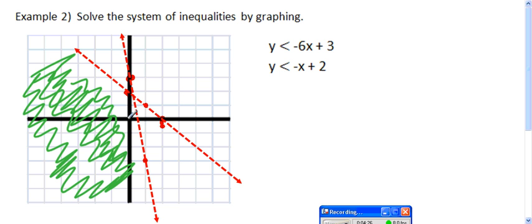Again, for the test point, a good point to use would probably be right here, your origin. You plug that into the equation. 0 is less than negative 6 times 0, which is 0. So you'd end up with 3. You would have 0 is less than 3, which is a true statement. Therefore, this region would be shaded.